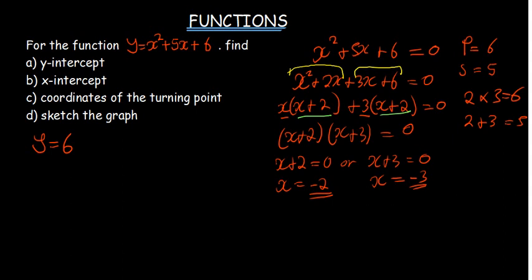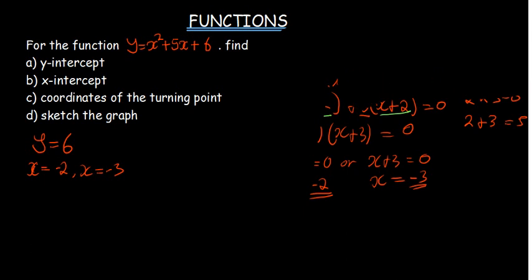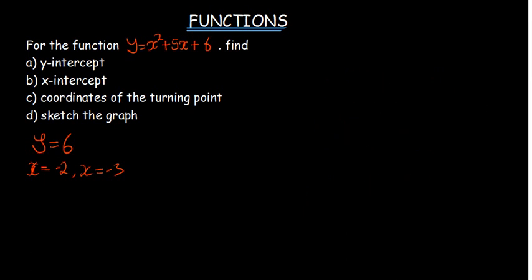So what we can say in this case is that our x-intercepts are x equals minus 2, as well as x equals minus 3. So all this work that we are doing here is going to help us sketch the graph that we are looking for at the end. Very, very important.